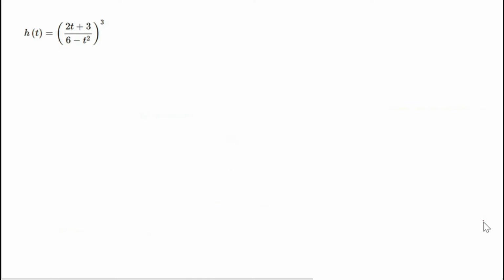So actually we are using here the chain rule. In chain rule, we always start with the power rule. So we can write now: the derivative of this function is equal to 3 times, copy the base, we have 2t plus 3 all over 6 minus t squared, and then the exponent here will be subtracted by 1. So 3 minus 1 is equal to 2.